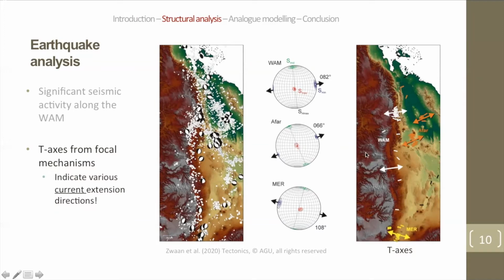So for instance, the Western Afar Margin has an extension direction which is almost east-west, whereas the extension direction in Afar itself is a bit more southwest-northeast, and the main Ethiopian rift has then again a bit more northwest-southeast extension at the moment.